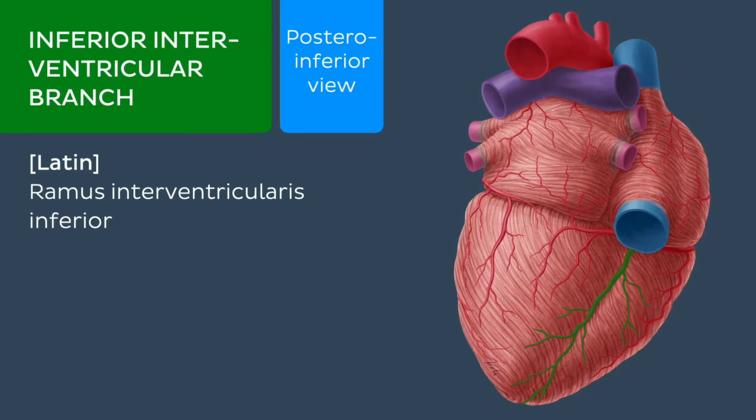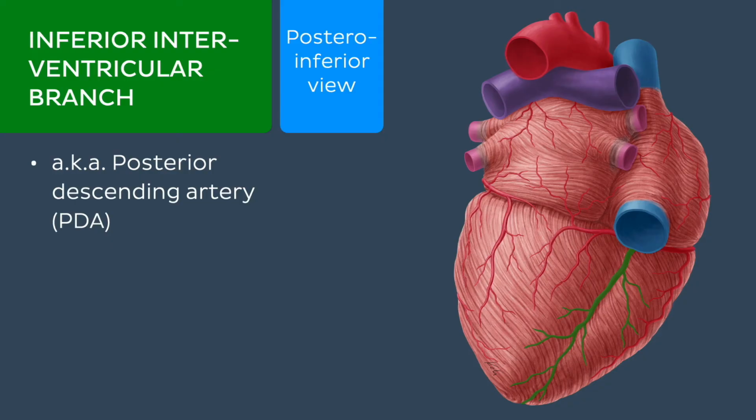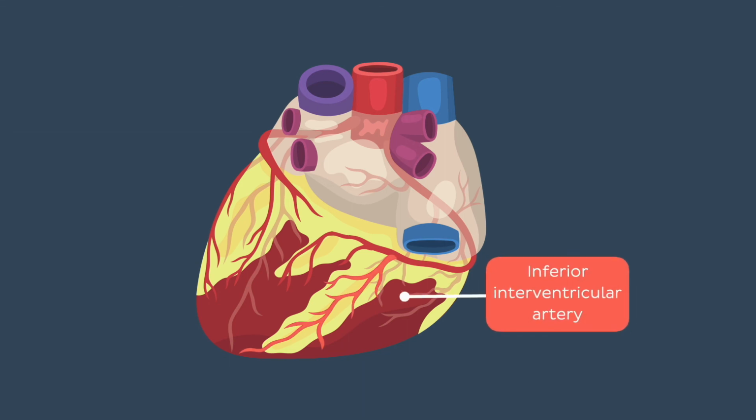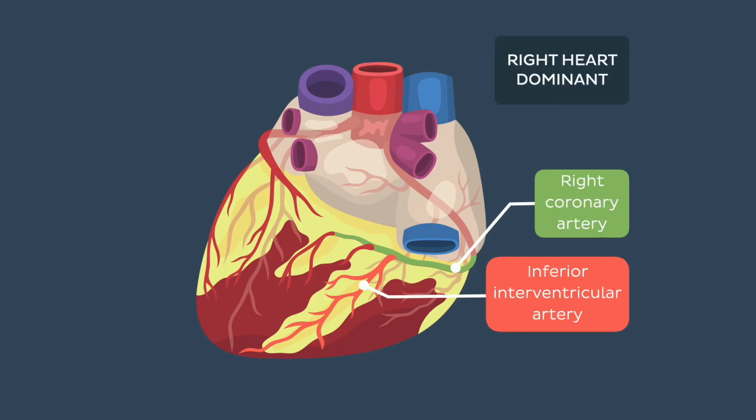Finally, the inferior interventricular branch, also commonly known as the posterior descending artery, or PDA, runs along the inferior interventricular sulcus and is the terminal branch of the right coronary artery. It supplies blood to the inferior part of the interventricular septum and adjacent surfaces of both ventricles. Now, it should be noted that the inferior interventricular artery arises from the right coronary artery only in individuals considered to be right heart dominant.